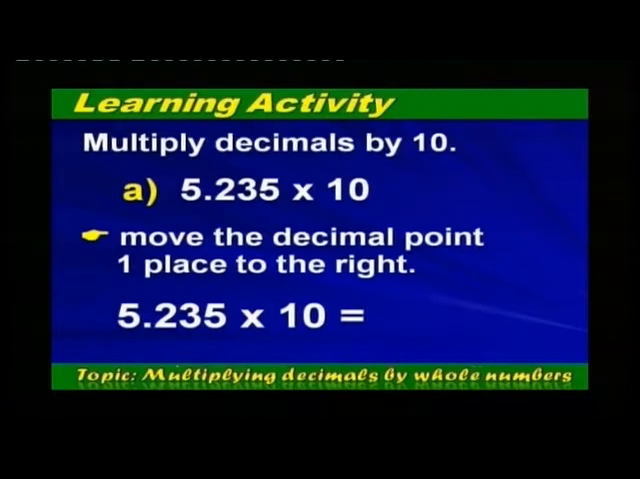When multiplying by 10, we move the decimal point 1 place to the right. So 1 place to the right. Look at this example. 1 place to your right. So what will be the answer? Students, can you tell your teacher what will be the answer if you multiply 5.235 times 10? And the rule says you move the decimal point 1 place to the right.